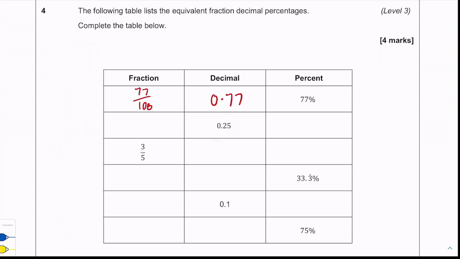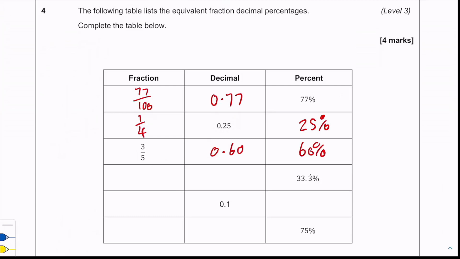Moving on to the next one, we've got 0.25. This should be an easy one; we should be able to spot this as 1/4, so we can just put 1/4 here. You could also do 25/100, as it doesn't say to put the fractions in their simplest form, but we'll just do 1/4. And then as a percentage, nice and easy, 25%. Next, 3/5. We should be able to work this one out. If not, you could multiply by 20 top and bottom, and you'll work out that it's 0.60, and then as a percentage it's 60%.